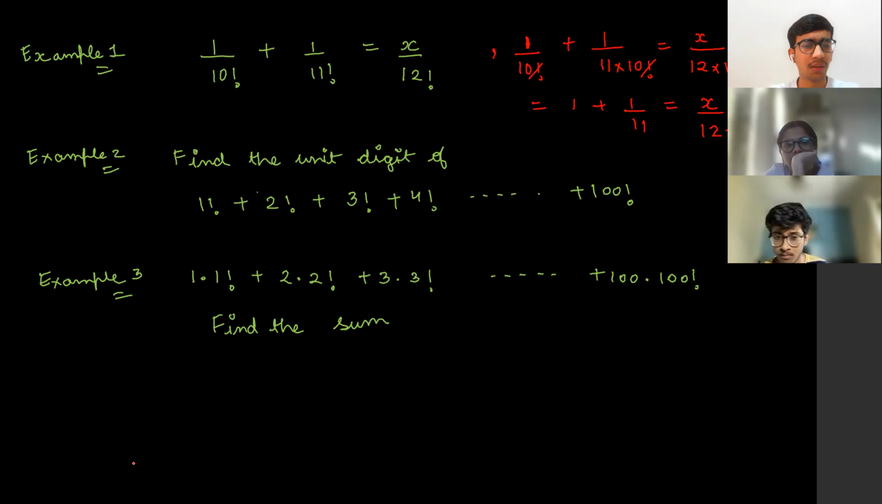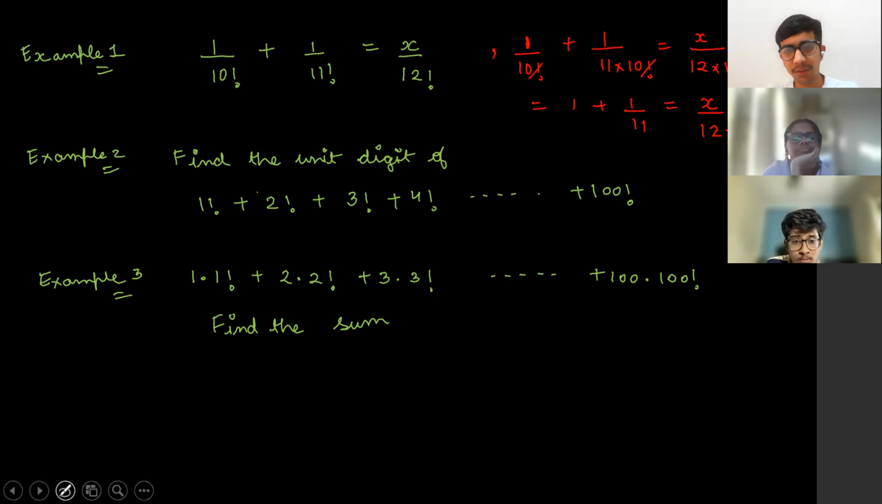Okay. So the next question is we need to find the unit digit of 1 factorial plus 2 factorial plus 3 factorial so and so forth till 100 factorial. Okay. So guys, what is 1 factorial? 1. What is 2 factorial? 2. So 3 factorial will be 3, right? 6. 4 factorial, 24. 5 factorial, 120. बस ऐसे 100 तक सम करते जाओ, यूनिट डिजिट निकाल लो.